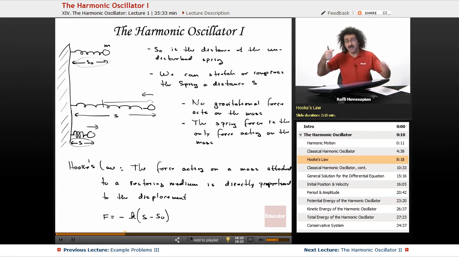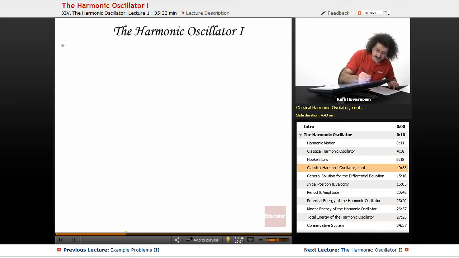I pull this way, the force wants to pull it back that way. I push this way, the force wants to push it back that way. That's why the negative sign is there. So this is Hooke's law. Okay. So now k is the force constant. K is called the force constant or the spring constant.